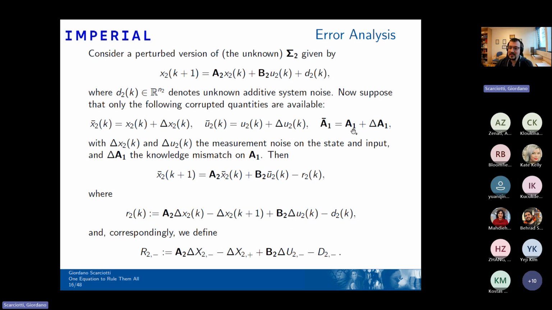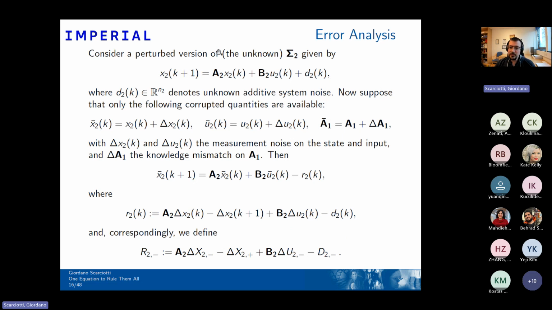And we can also assume that, as I said, we know sigma 1, so A1, from a previous step, but the previous step is usually again the result of a data-driven process, and so that A1 can actually be affected by uncertainty. So we consider the case in which there is A1 bar, which is the real A1 plus some uncertainty.